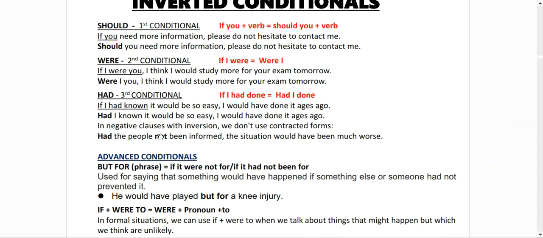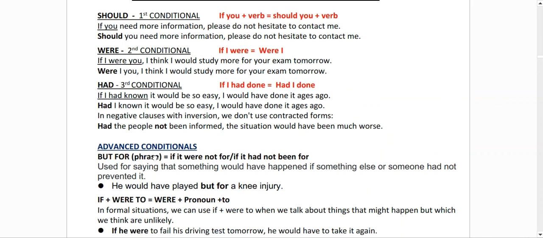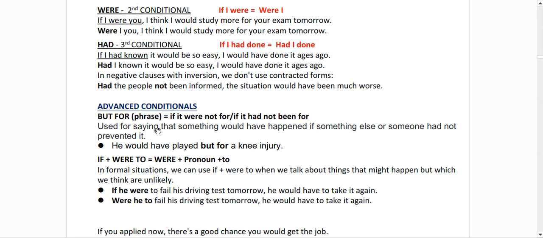We have to remember that in negative clauses with inversion, we don't use contracted forms. So we don't say hadn't. This is the example: had the people not been informed, the situation would have been much worse. We won't say hadn't the people been informed. So let's move on to these advanced conditionals.